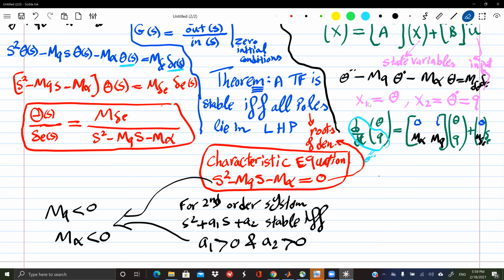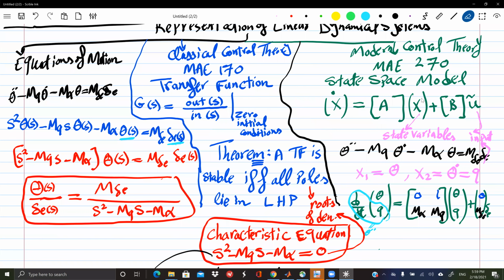Look at this form. This form asks you, or forces you, to write down the dots of your states in terms of your states x and your input, nothing more. So try to do that. Try to write down your dots in terms of your states and your input.